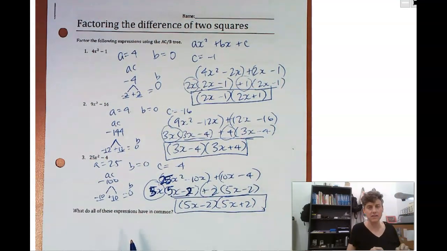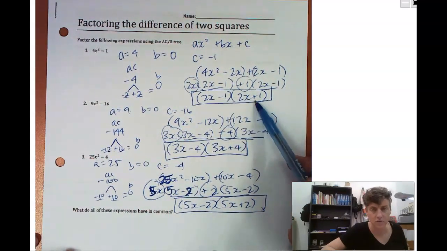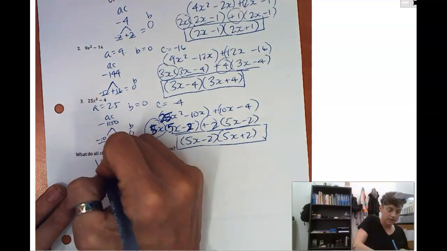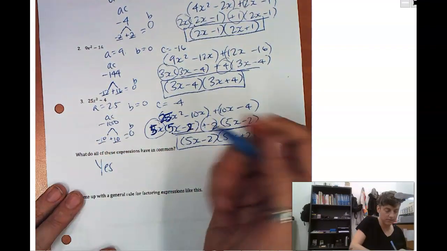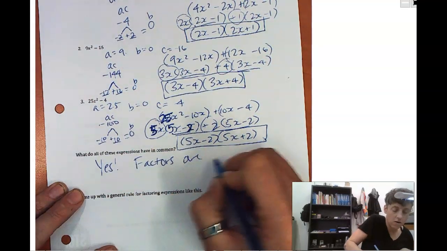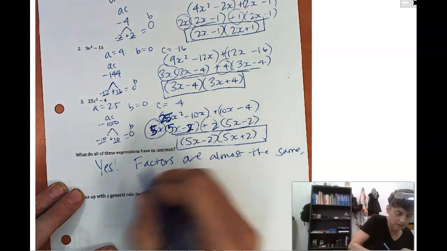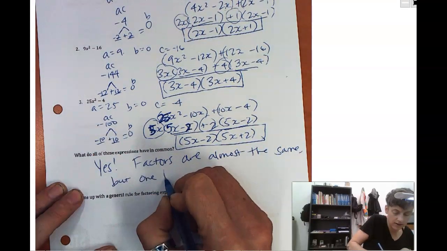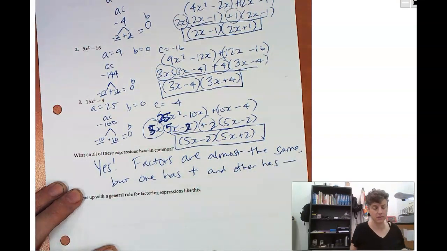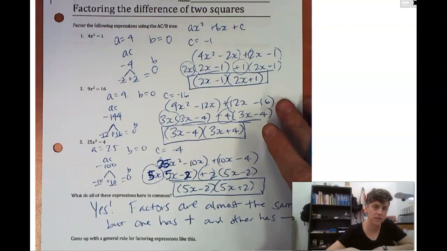Do we notice something that these have in common? Yes, the two factors are almost the same, but one has a plus and one has a minus in the middle. Interesting. Any other patterns we see here?